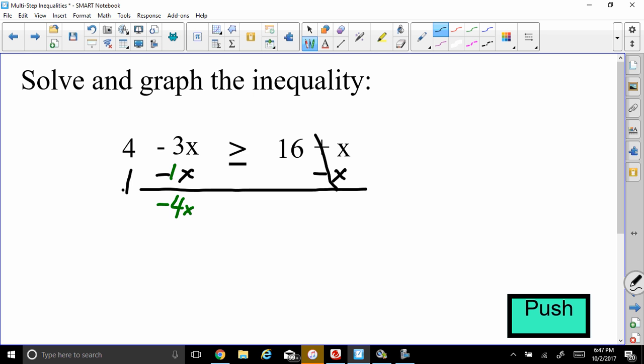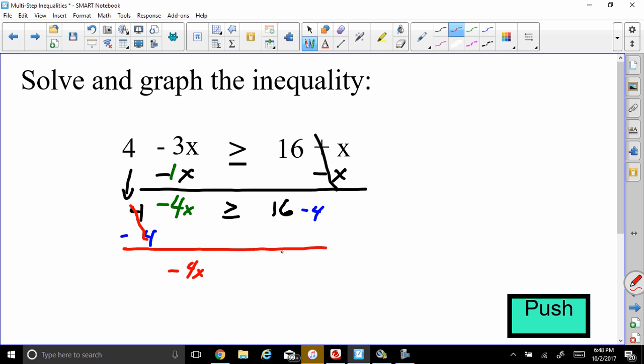Let's bring that down. We have our comparison symbol. We have 16 left. Now all we have to do is bring the 4 over to this side. So 16 minus 4 from both sides. That way it'll cancel out the 4's over here, leaving us with a -4x. And we have 16 minus 4 is 12. And we still have our comparison symbol, greater than or equal to.